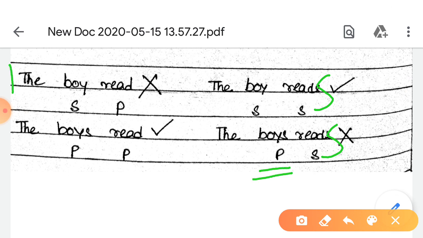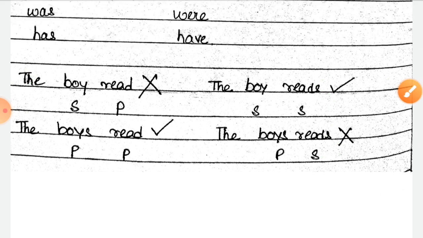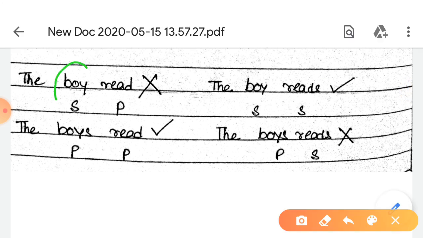So in the first sentence, let's see what is in the first sentence. The boy read. So boy is a noun over here and boy is a single boy, so it is a singular noun. And read is a verb over there. But read does not have an s, so read is a plural verb. As I have already told, a singular verb takes s, but a singular noun does not take s. So the boy is a singular noun, but read is a plural verb.